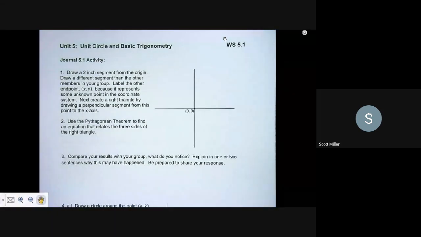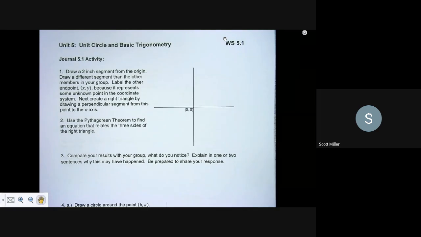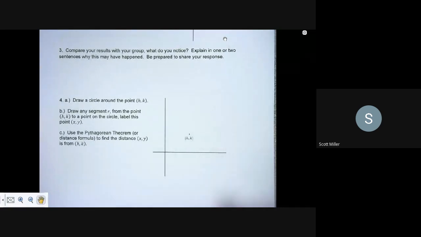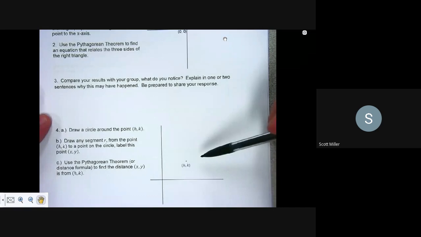Okay, today we're going to look at section 5.1. Unit circle and basic trigonometry is the name of the unit. For this one, though, we're going to look at a circle. We're going to go back and look at what a circle is. We're going to do the generic one over here. I'm going to walk you through how the equation of a circle is generated and where it comes from.